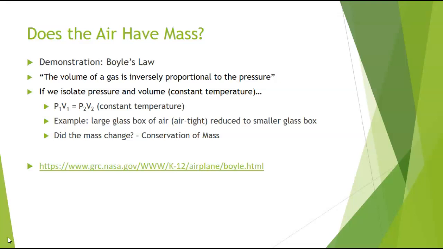Boyle's law says that the volume of gas is inversely proportional to the pressure of the gas. So if we isolate pressure and volume and keep temperature constant, mathematically speaking, pressure 1 times volume 1 equals pressure 2 times volume 2. And we can use the example of a large glass box of air. It's airtight, reducing the same air to a smaller airtight glass box. Did the mass change? No, the mass stayed the same. That's conservation of mass.